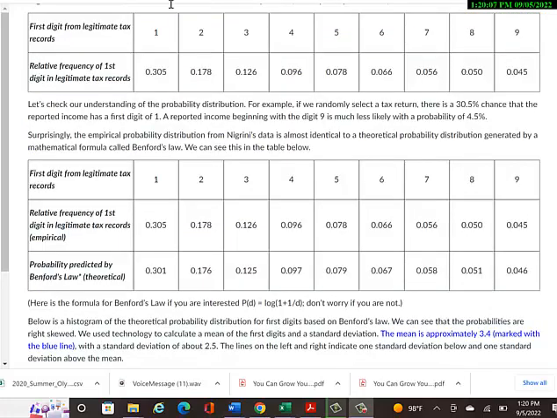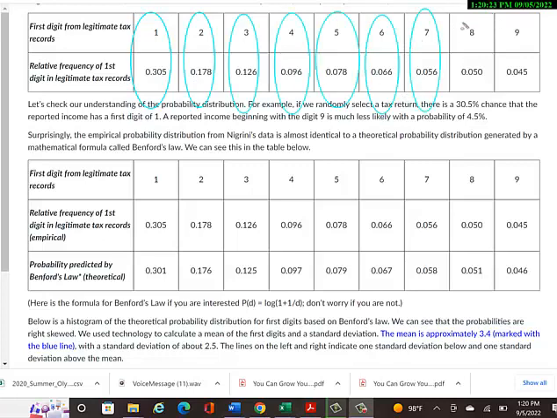So this table shows what the probability is of, for example, your income starting with a 1 as the first digit: 0.305. What if it starts with a 2? It's 0.178, and on, 3, 4, 5, 6, 7, 8, 9. There's no 0 digit because if the first digit is a 0, we just ignore it and move on to the next one. Okay, now let's check our understanding of the probability distribution.